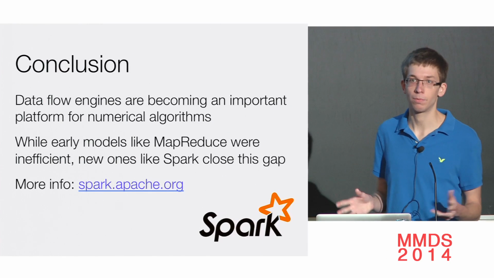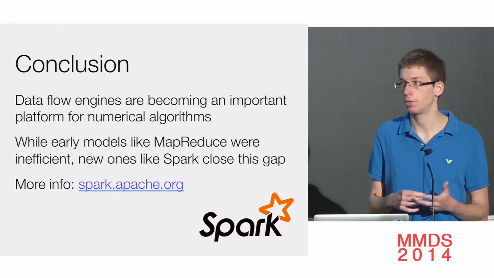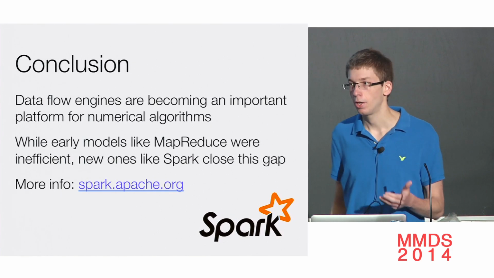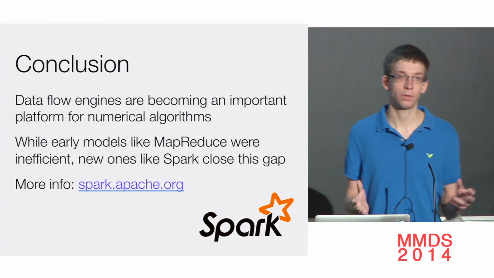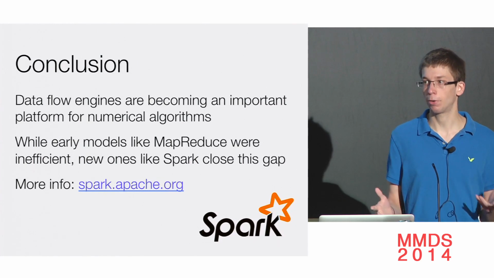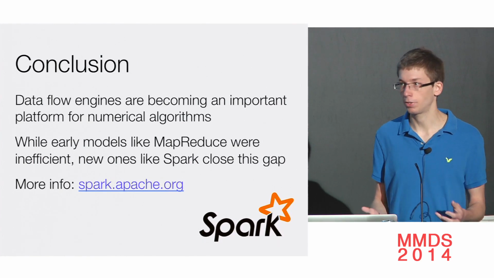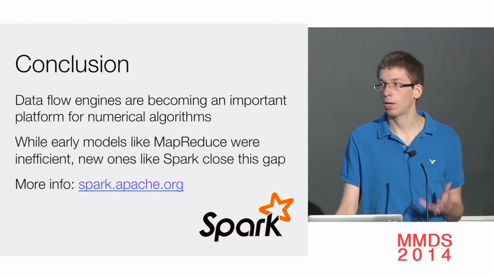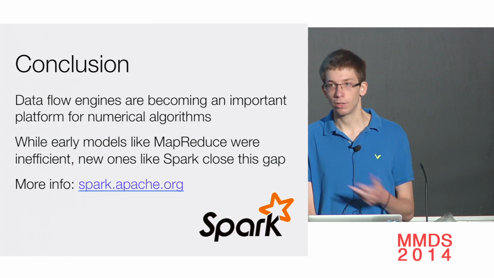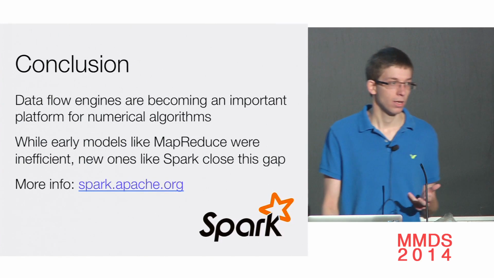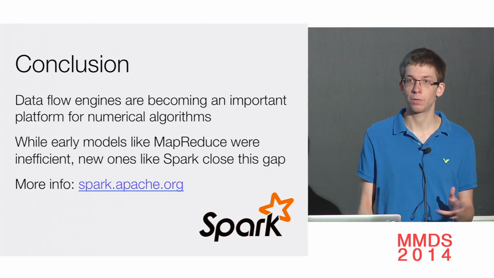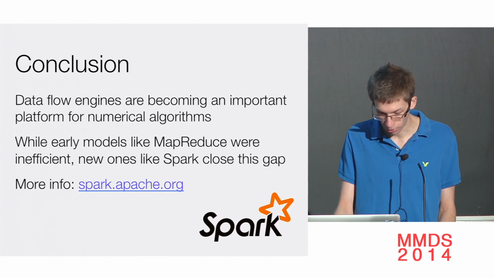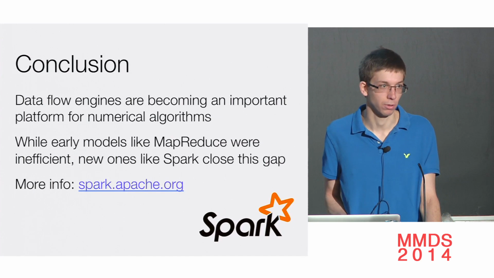In conclusion, I hope I've given you a sense of what data flow engines are. They're becoming an increasingly important platform for numerical computing. And in particular, if you have algorithms that run on them, a lot of practitioners can just use them out of the box on their existing data and clusters and just try them out. Early models like MapReduce were very successful at making programming easier, but are actually quite inefficient for a lot of these algorithms. And so work like Spark and other systems in this space are meant to address that. And if you want to learn more about Spark, you can find out about it at spark.apache.org.